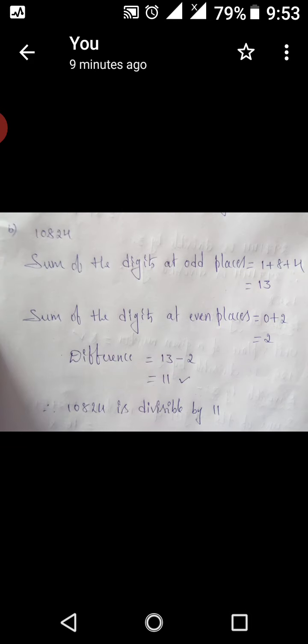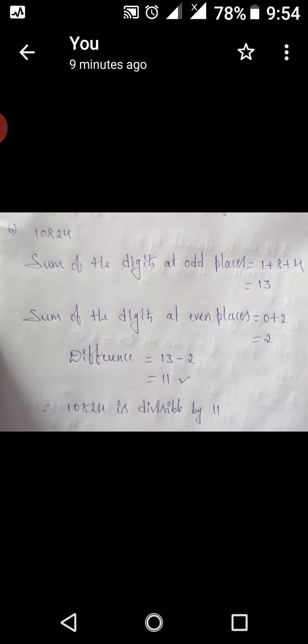B question. First, for the given number, find out the sum of the digits at odd places. What are the odd places here? The given number is a 5 digit number. So first place, third place and fifth place. First place is 1, third place is 8, fifth place is 4. So 1 plus 8 plus 4 is how much? It is 13.